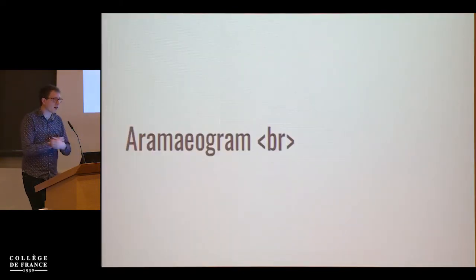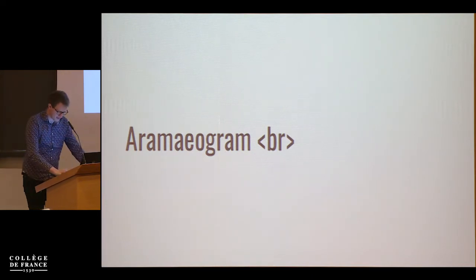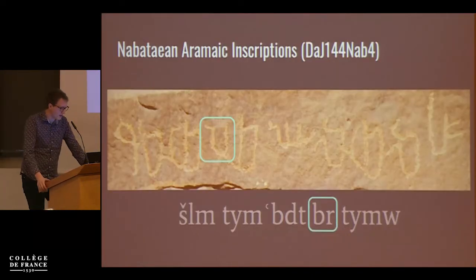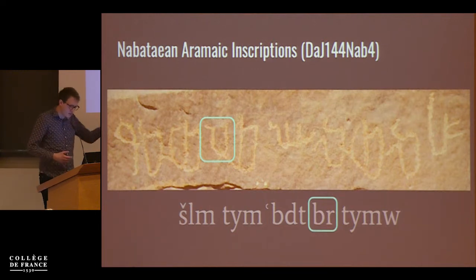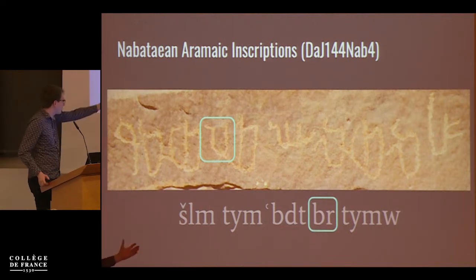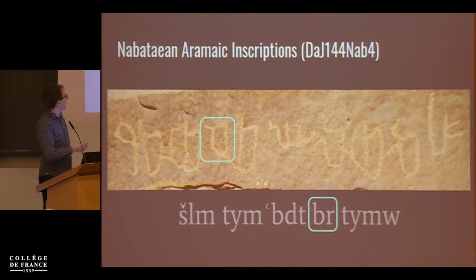And the first one I wanted to look at is the Aramaeogram bar. As some of you might know, the Aramaic word for son or son of is bar and not bin like we would know it. And in Nabataean Aramaic inscriptions, we see that being used. We have beautiful Arabic names like Taim Abadat and Taimo, with bar in between as the son of. And it has a very specific shape.